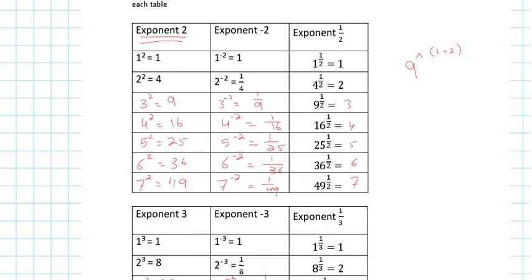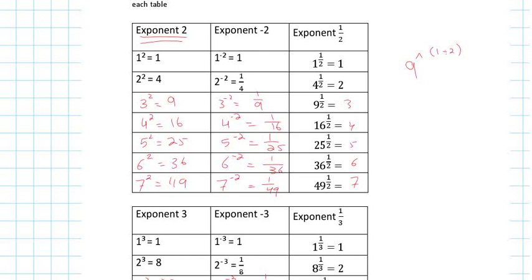So after filling these tables, the first table is when we change the base and keep the exponent as 2. The second column is when we make the exponent -2. And then the third column is when the exponent is 1/2.